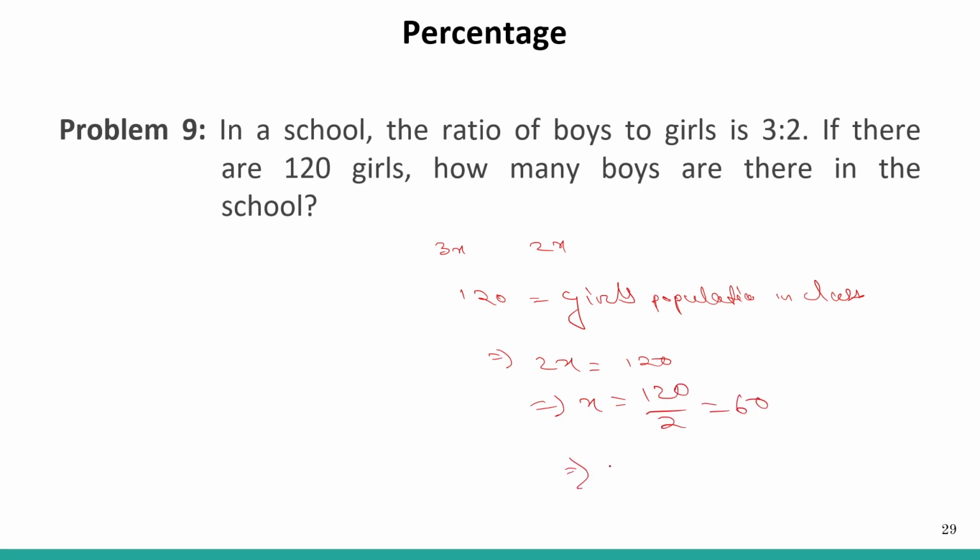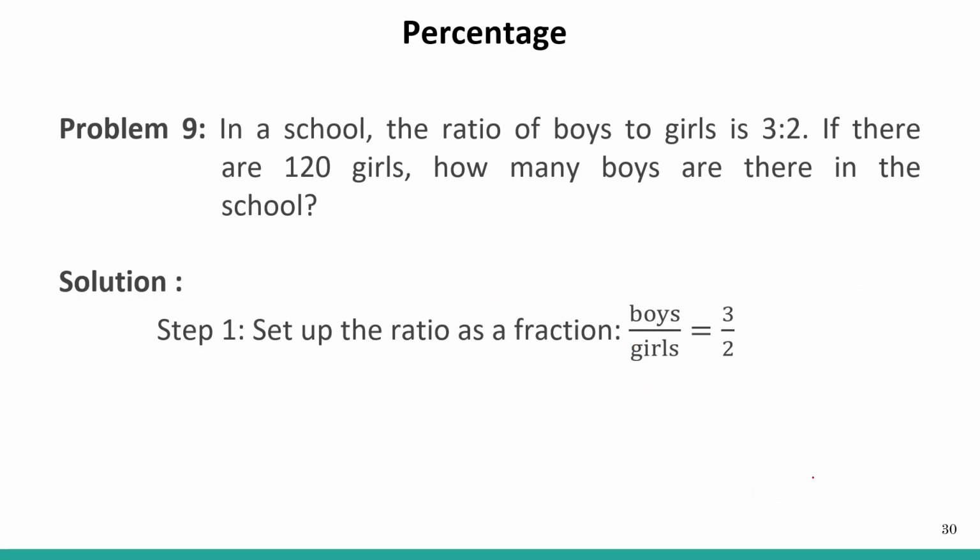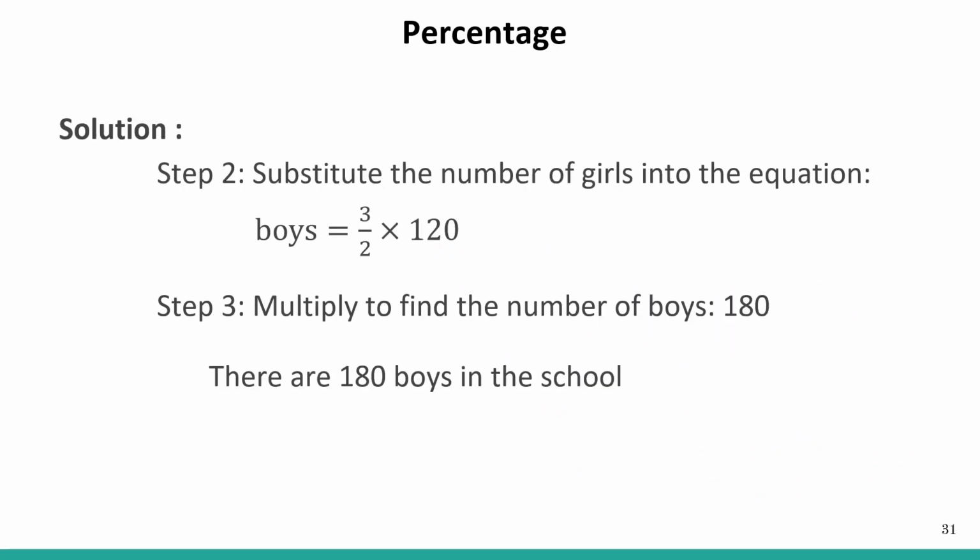So what we can say is that 3x is equal to the number of boys. So this is equal to 3 into 60, which is equal to 180. So 180 is the population of boys in the class. So 180 will be the final answer. Alternatively, set up the ratio as a fraction, that is boys to girls is equal to 3 by 2. So substitute the number of girls into the equation. What we are left with is 3 by 2 into 120. So this becomes 60 into 3, which is equal to 180. So 180 is the final answer.